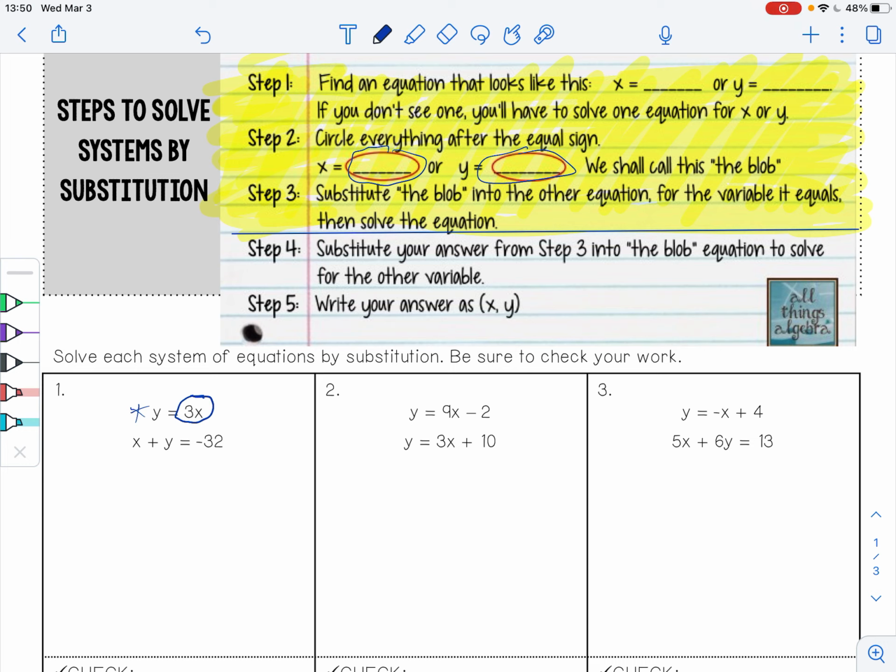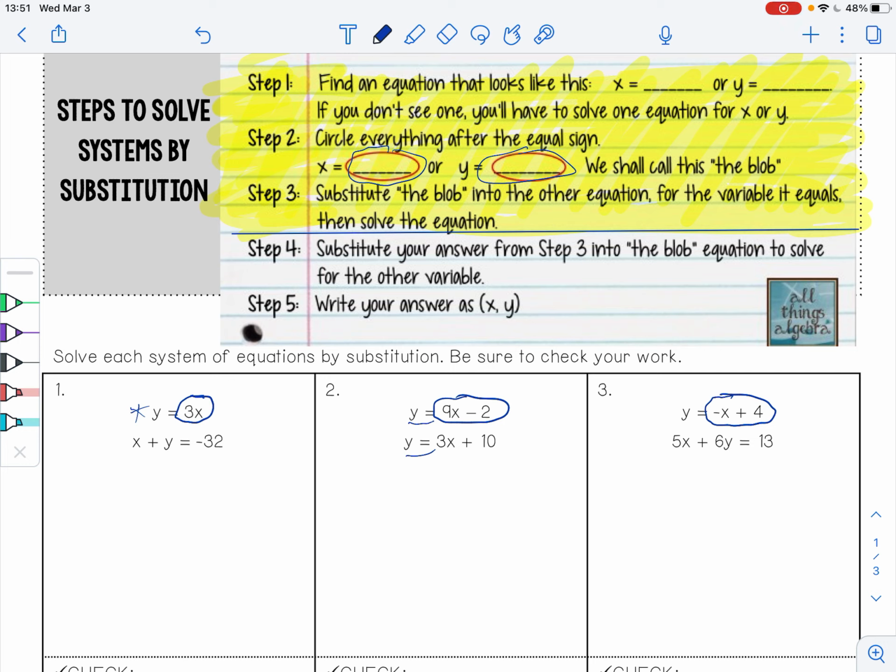Okay, let's take a minute to do that for 2 and 3 as well. For number 2, both of them say y equals, so in this case it really doesn't matter. Just pick one and circle it. And then for number 3, the top one is y equals, so we can go ahead and circle negative x plus 4.